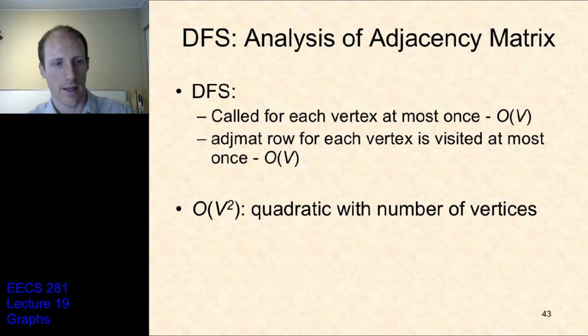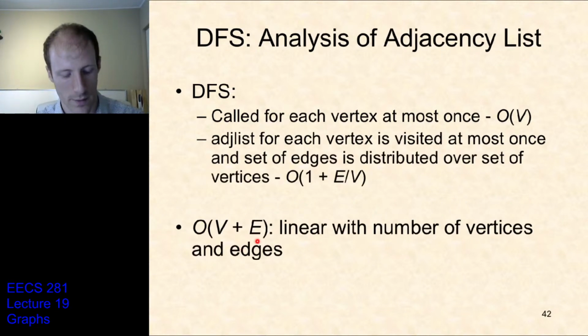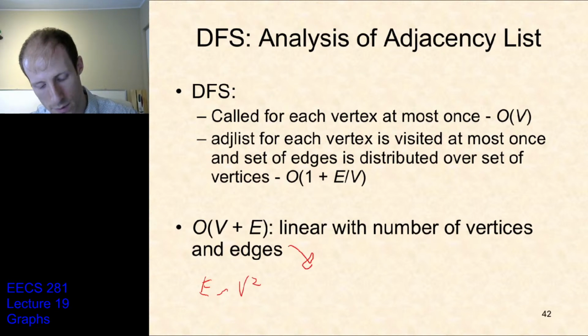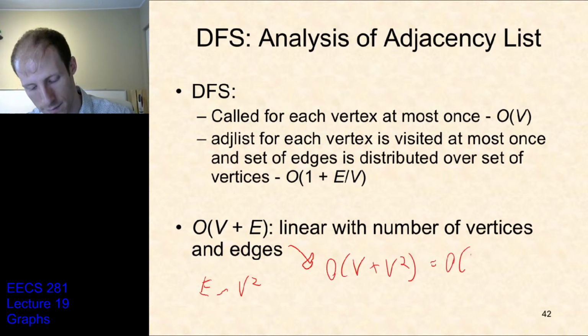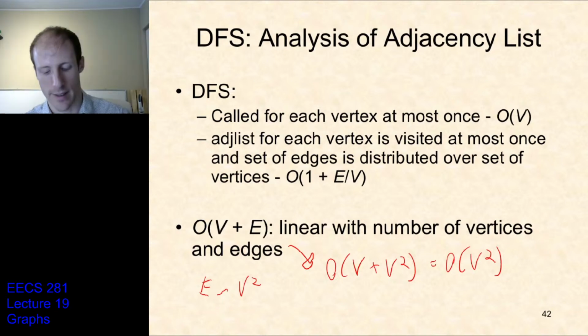Now, that definitely looks worse compared to the adjacency list, which was V plus E. But remember, if our matrix is dense, E is proportional to V squared, so this would become O of V plus V squared, which is equal to O of V squared. So for a dense matrix, you're not gaining anything with the adjacency list representation.